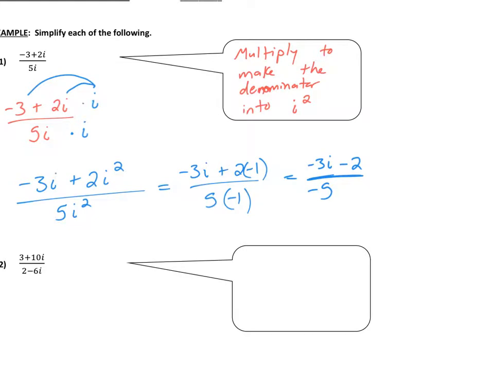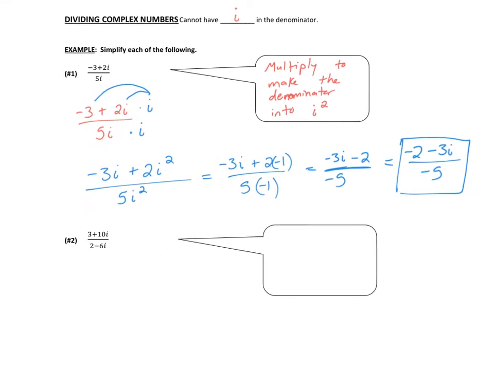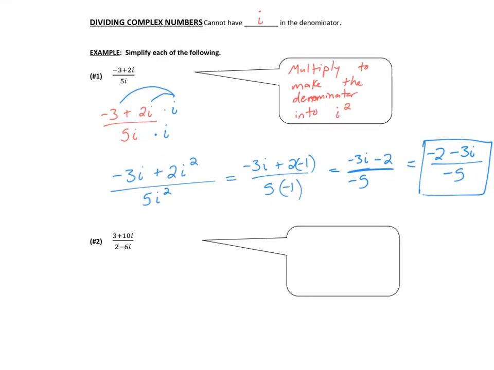Okay, and the last thing that we should do is put this in standard form. So the negative 2 comes first, the 3i comes second, and the negative 5 goes on the bottom. So it becomes negative 2 minus 3i over negative 5. It looks like a lot of steps, but really what we did is we multiplied by i to make the bottom i squared, and then we simplified everything by changing i squared into negative 1.